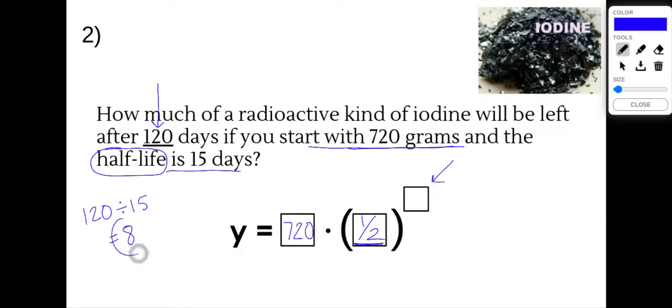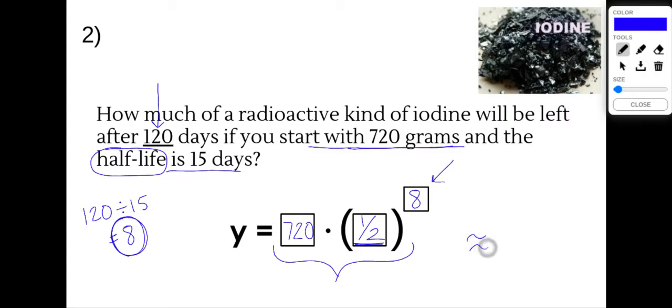Well, we figured that out to be 8 half-lives. There's 8 15-day periods in the 120 days. So we want to cut this in half 8 times. Now, with our calculator, let it do the work. Go ahead and type it in. We started with 720 grams. How much will be left after 8 half-lives?